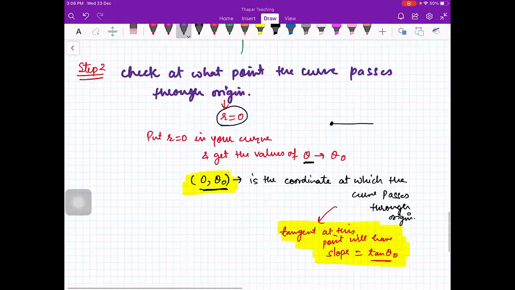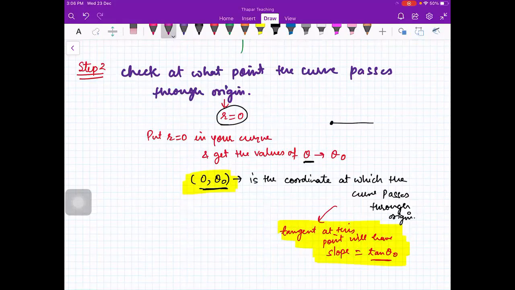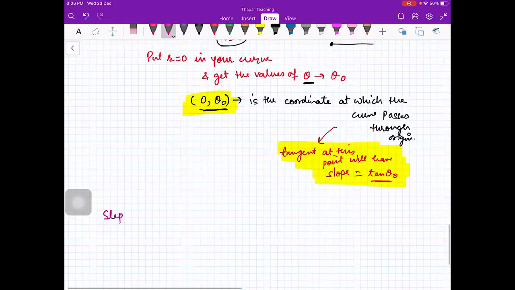Just let me give you the algorithm for how we will plot. Step 3 is not compulsory; the steps are not compulsory, but they are only to make your life easier. If you follow these steps, it will be easy to plot the curve. Step 3 is you can try to have a range of r.